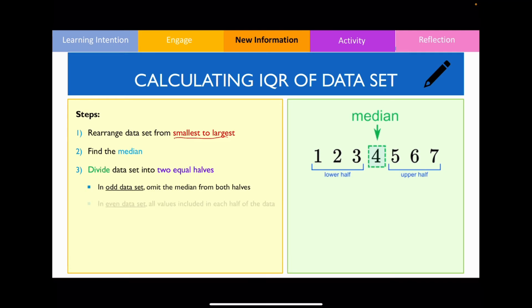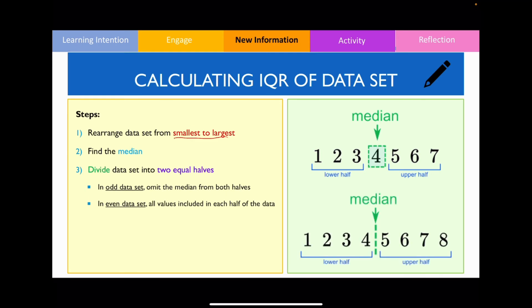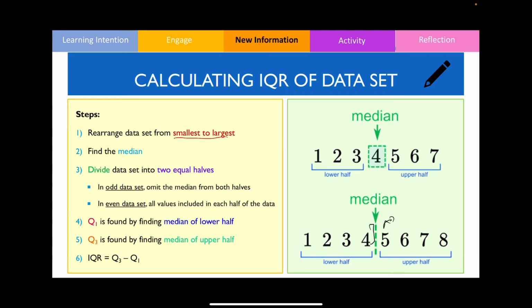However, when you've got an even number dataset, we do not exclude any values from the 2 halves. This is represented in the example on the right. Because 4.5, which is the median, is not a value found within the actual dataset itself, we need to include 4 in the lower half of the dataset and 5 in the upper half. After we have done this, we can calculate Q1, the lower quartile, by finding the median of the lower half, whereas the upper quartile is found by finding the median of the upper half. Then we can find the IQR once we've completed steps 4 and 5.